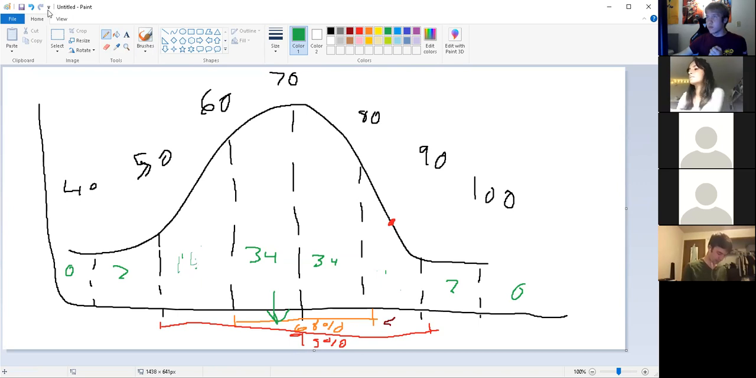All right. Whoa, why is that so skinny? All right.